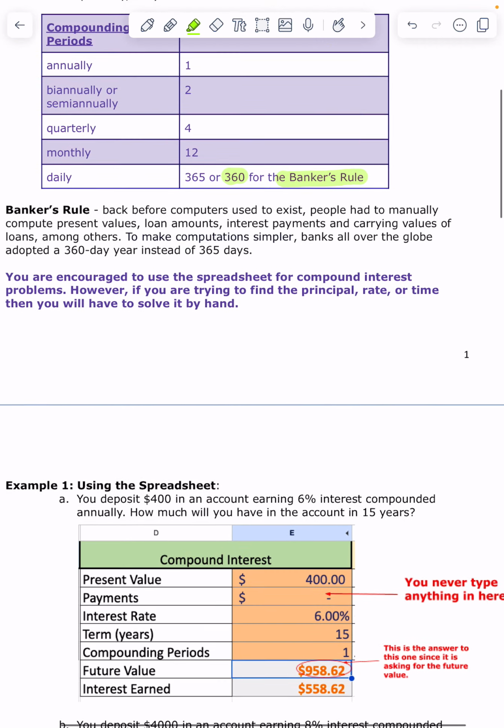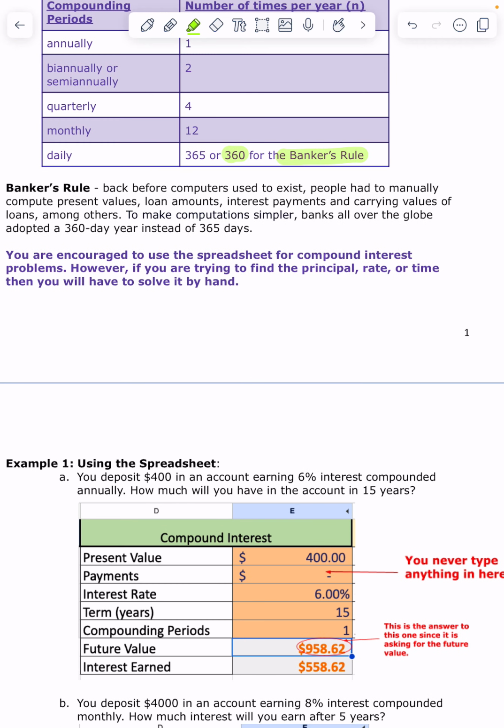So the banker's rule is because back before the computers used to exist, people had to manually compute all these things. So computations were simpler with 360 than they were with 365. So banks all over the globe adopted 360 days in a year instead of 365. And it didn't make much difference in the calculations.